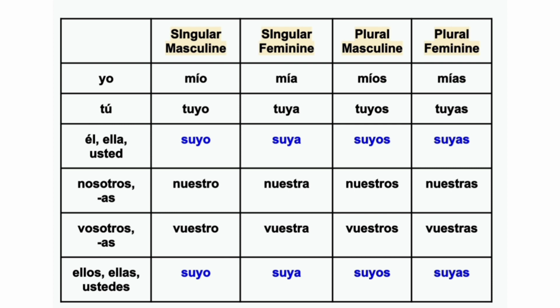Then we have nosotros: nuestro, nuestra, nuestros, nuestras. Vosotros: vuestro, vuestra, vuestros, vuestras. I know that it could be a little bit confusing, so let's see some examples.